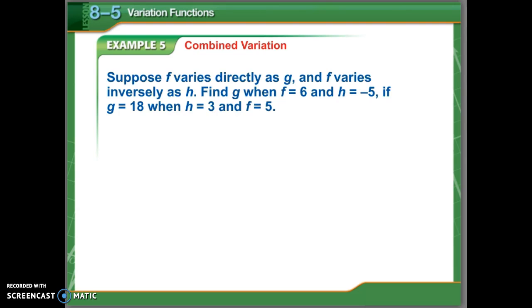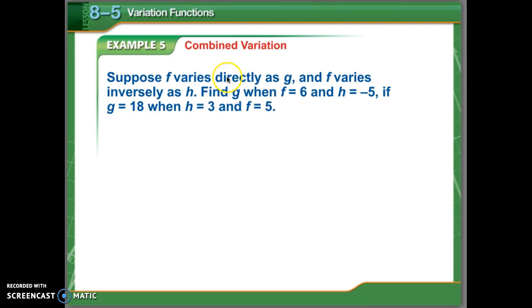Okay, last thing, combined variation. Combined variation is another type of inverse variation. So our problem says suppose that f varies directly as g and varies inversely as h. We need to find g when f is 6 and h is negative 5, if g is 18 when h is 3 and f is 5.